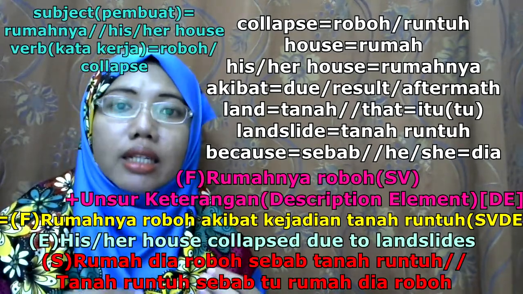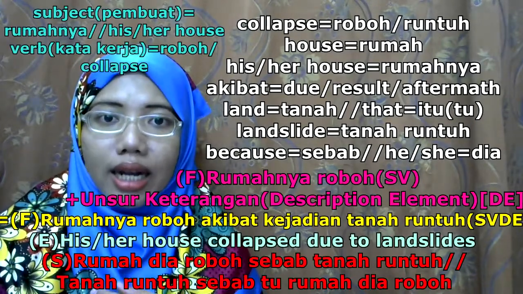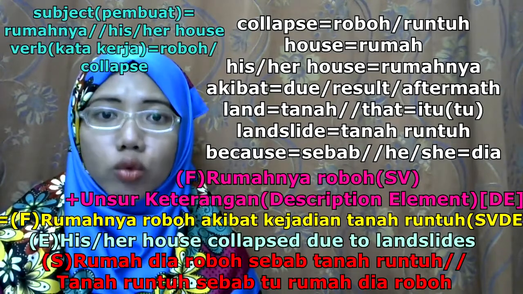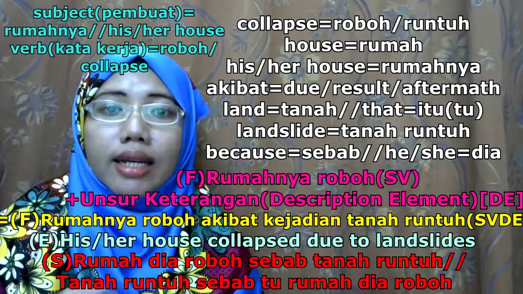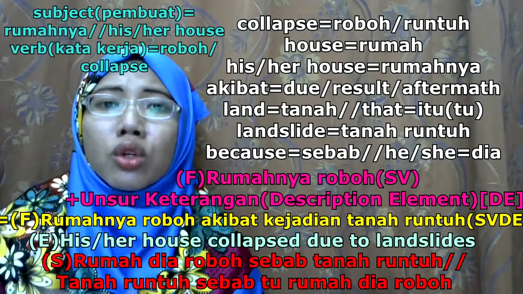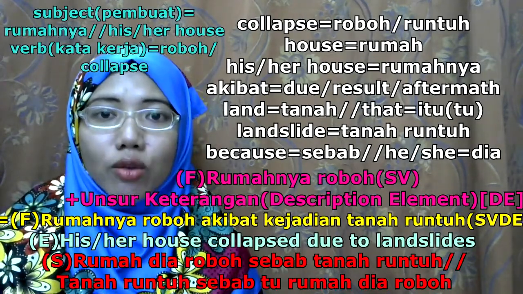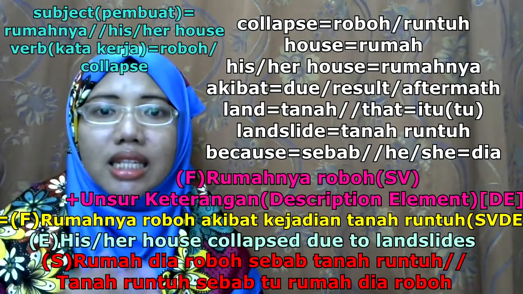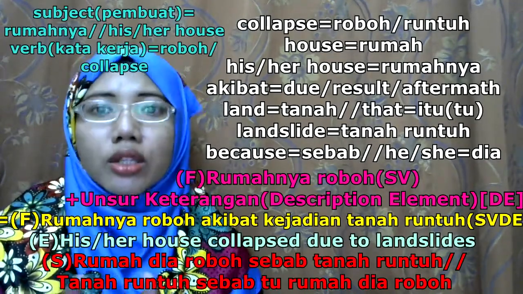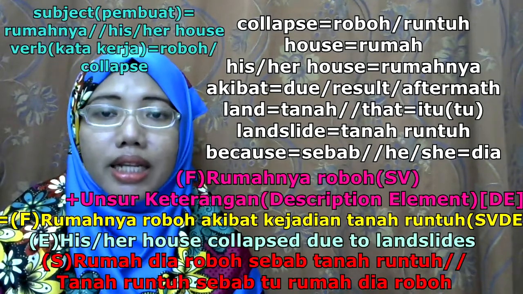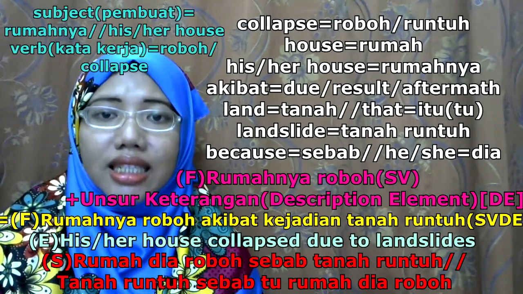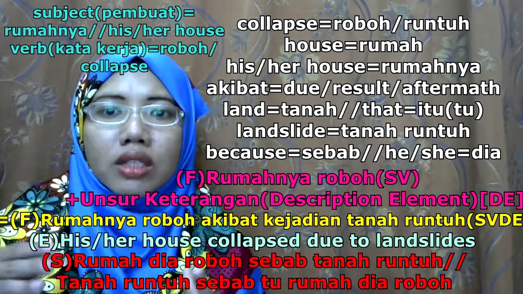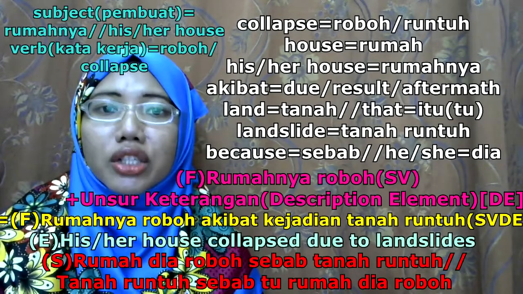But if you want to add description element or unsur keterangan, you can say rumahnya roboh akibat kejadian tanah runtuh. So this akibat kejadian tanah runtuh is description element. So basically in English it means his house or her house collapsed due to landslides. Akibat is due, kejadian is incident, tanah is land, so runtuh is collapse, right? Or slide. So this one tanah runtuh is actually landslide.